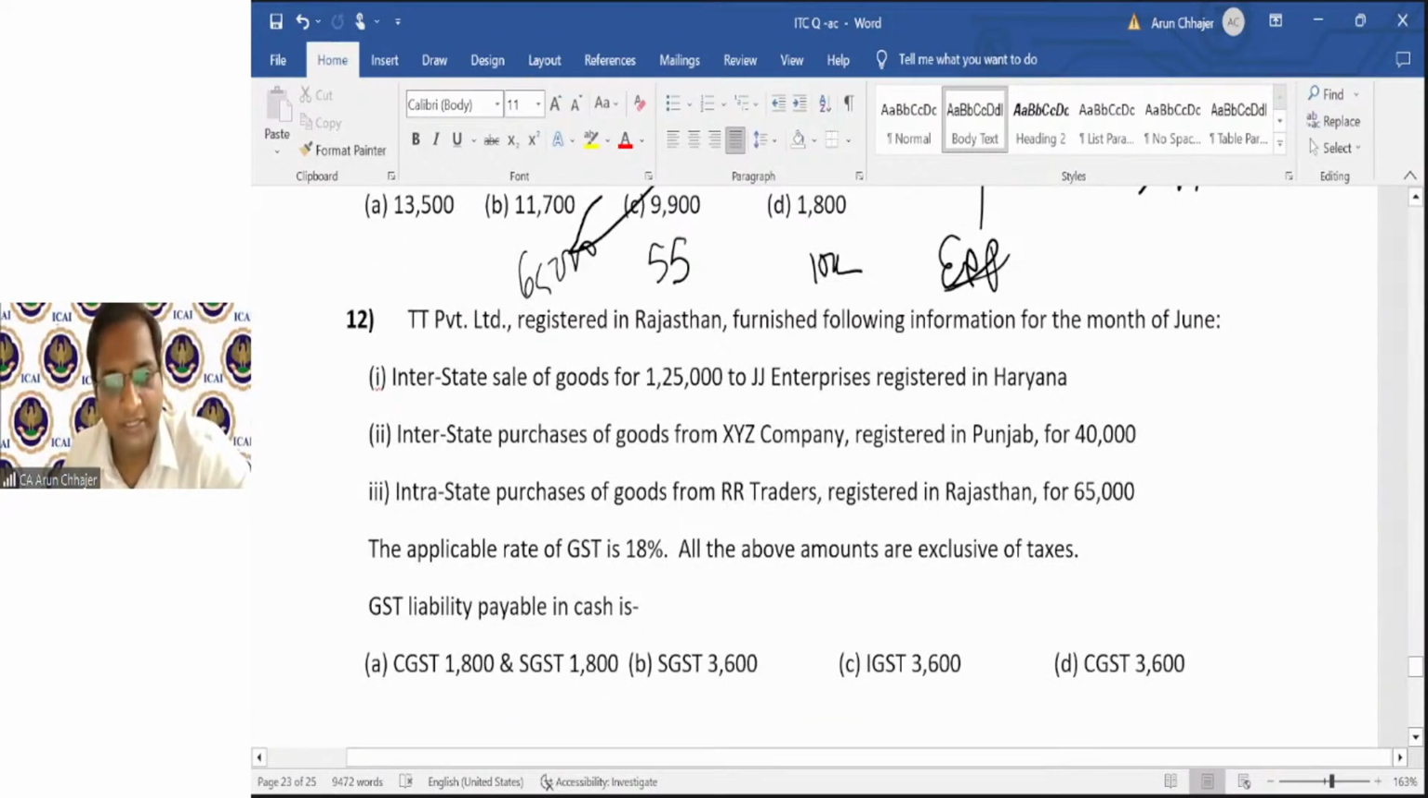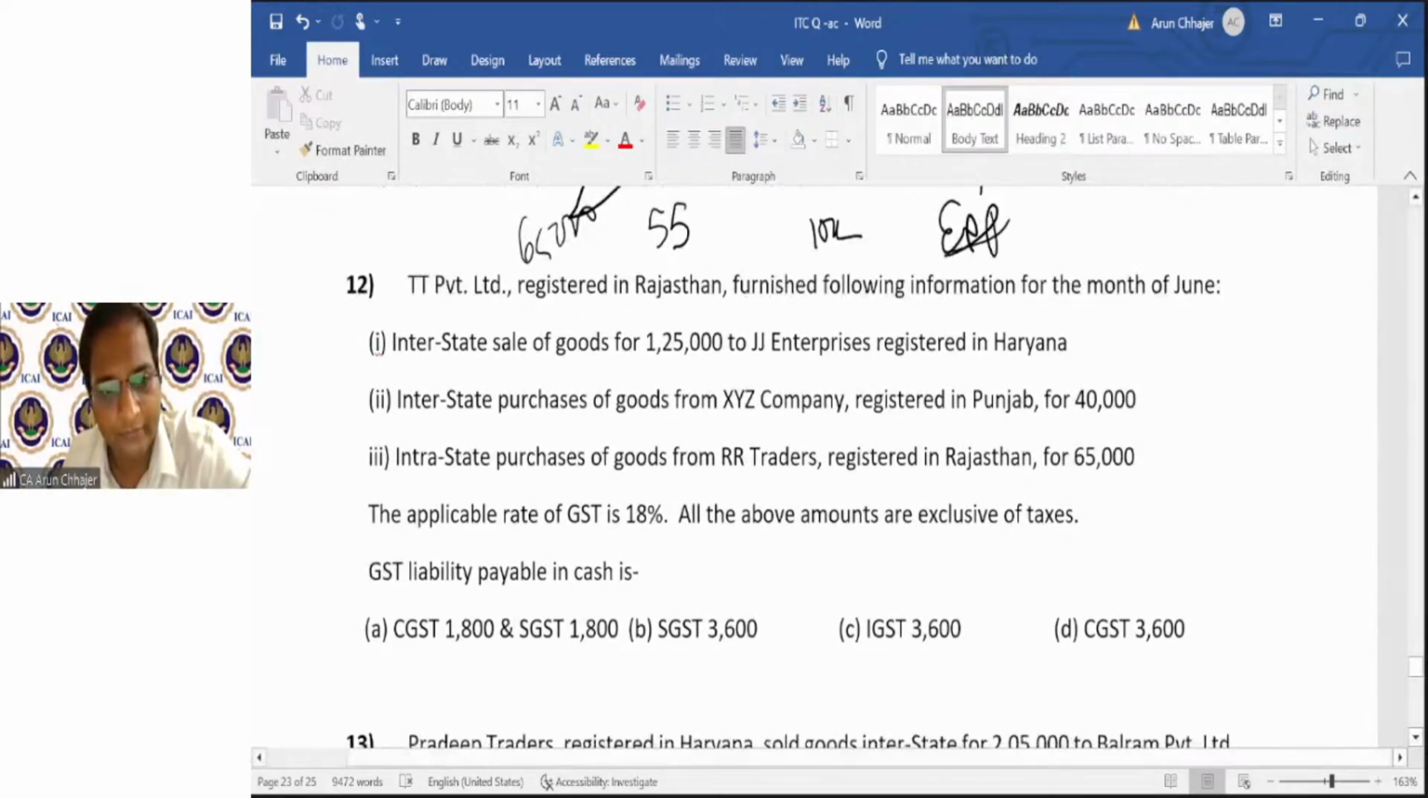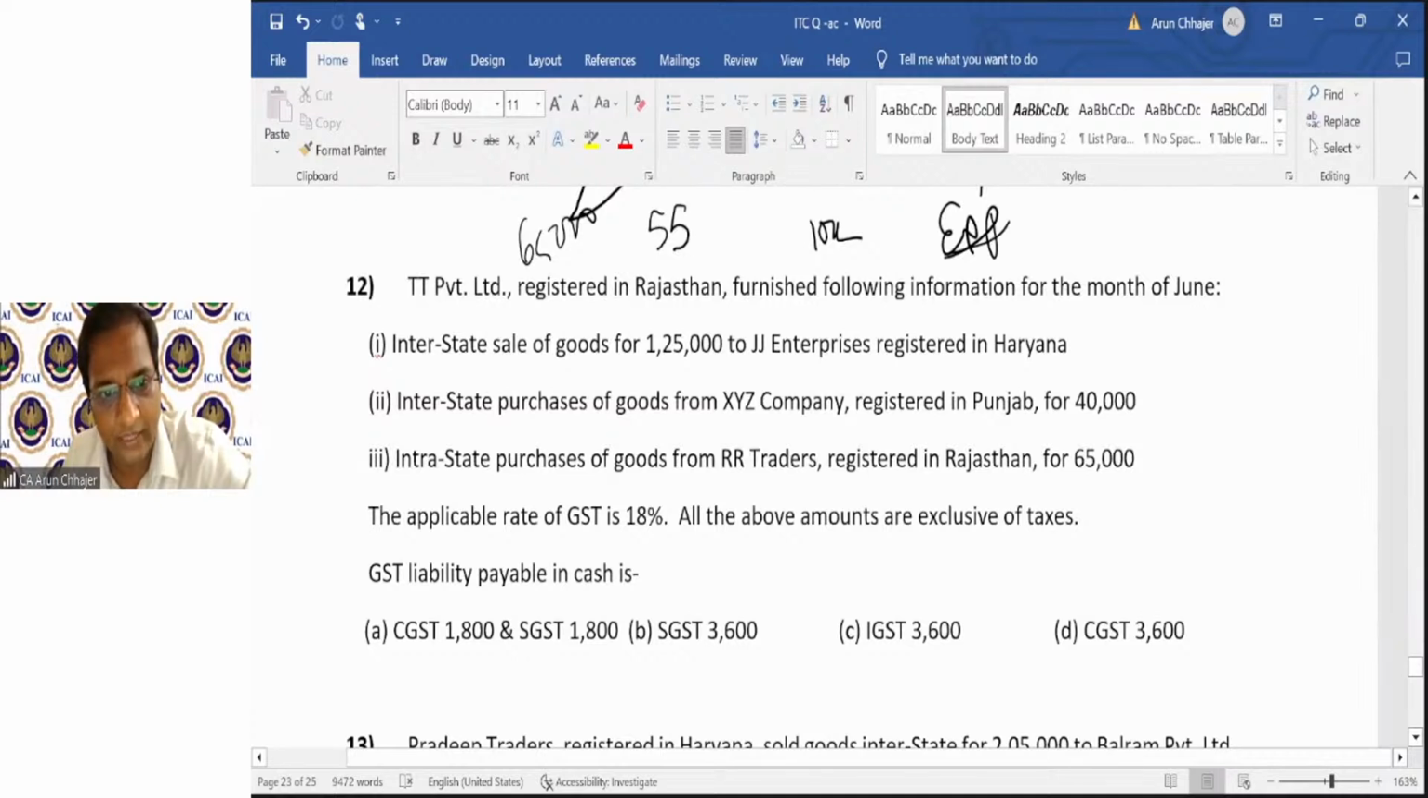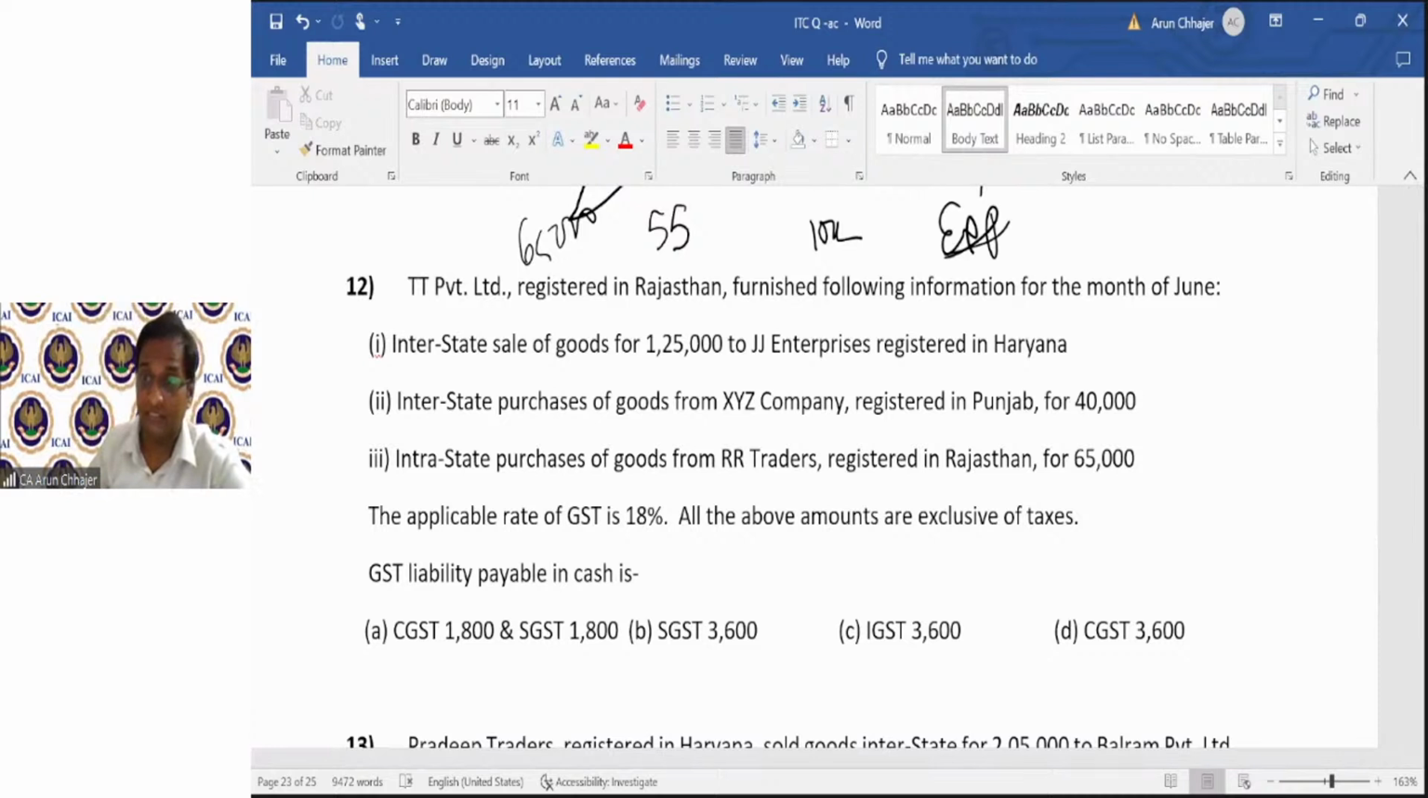TT Private Limited registered in Rajasthan furnished following information for the month of June. Interstate sale of the goods for rupees 1,25,000 to JJ Enterprises registered in Haryana. Interstate purchase of the goods from XYZ company registered in Punjab. So it's a slightly big question. I request everyone to start working on that and solve the practical problem.